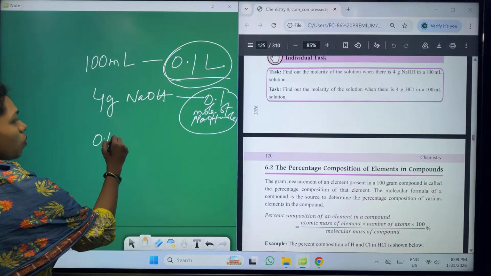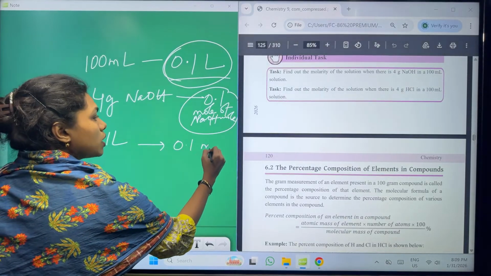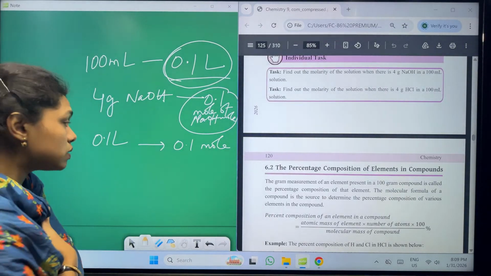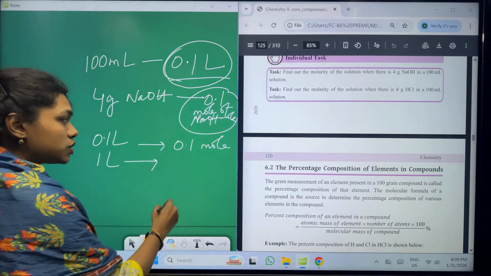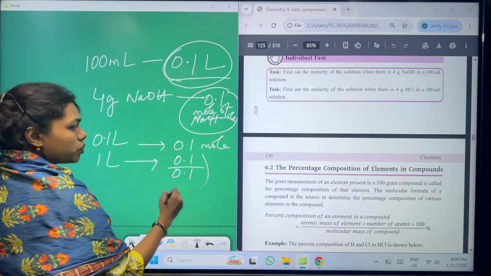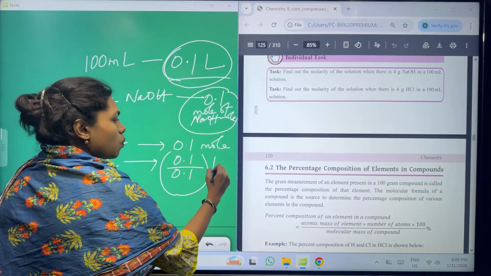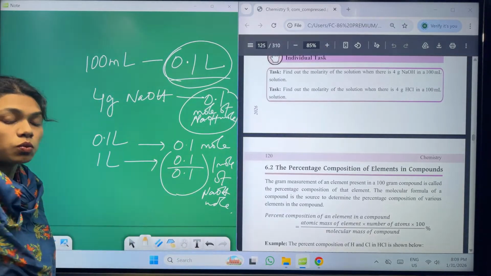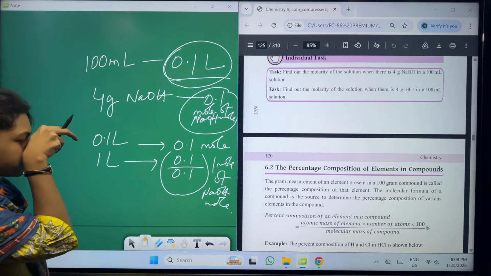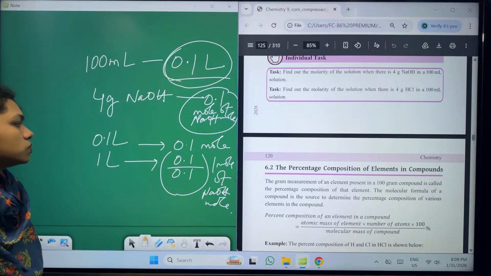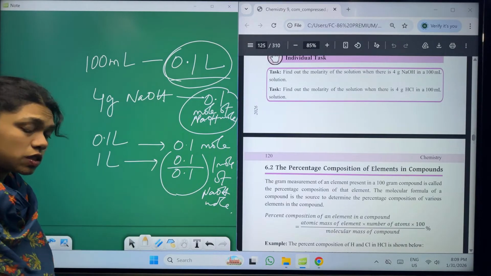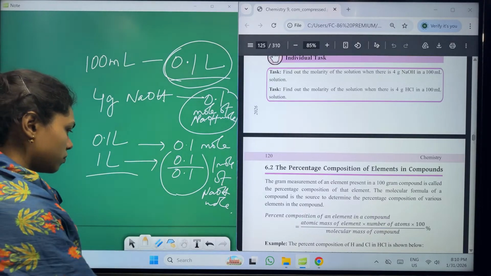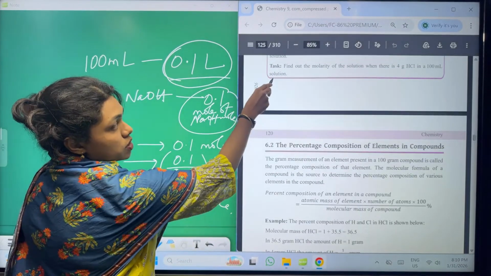So in 0.1 liter solution, I have 0.1 mole of NaOH molecules. Therefore, in 1 liter solution, I will have 0.1 divided by 0.1, that is 1 mole of NaOH molecules. So my molarity is 1, okay. What is molarity? The molarity is the amount of moles in 1 liter solution of that solute, okay. Okay, this is going to be a homework for you, this one.